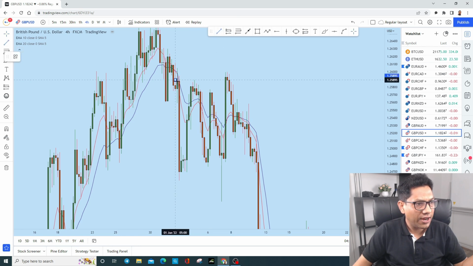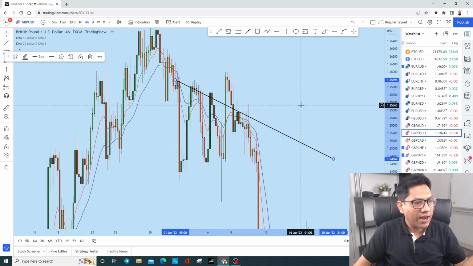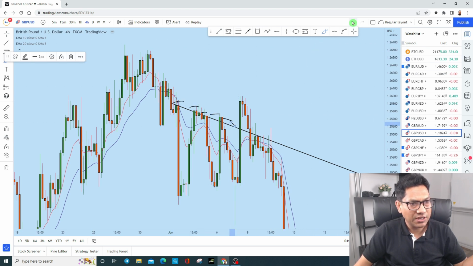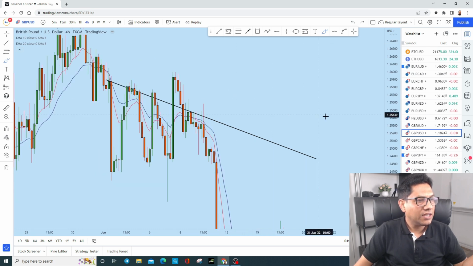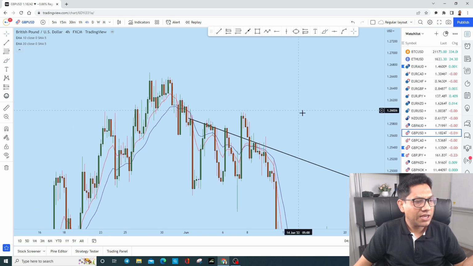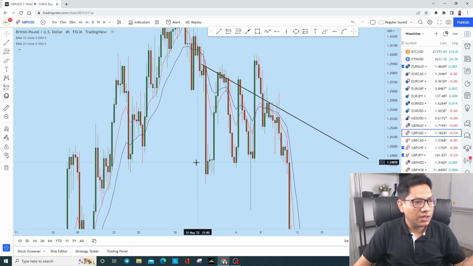Let's draw a trend line here, and you can see this is a nice looking downward trend. The price was respecting this resistance, every time, creating a series of lower highs. And then what happened, look at this, it was respecting this support and bouncing to this resistance.